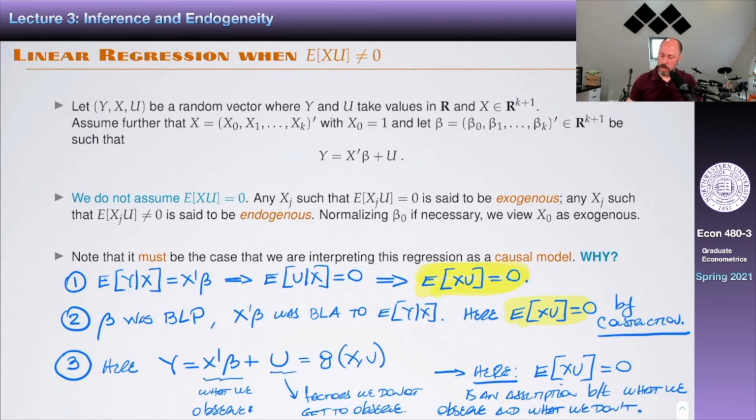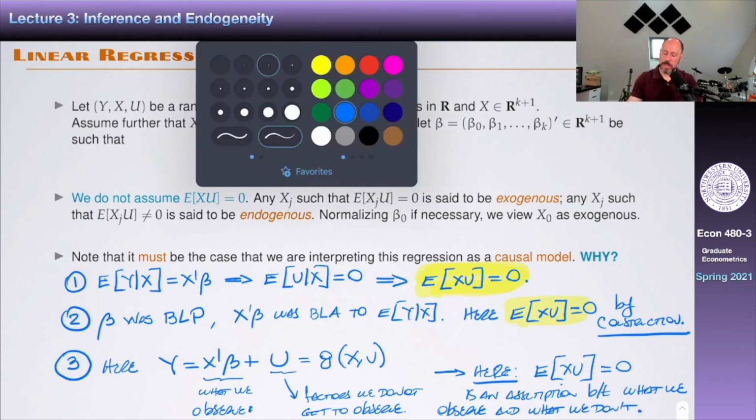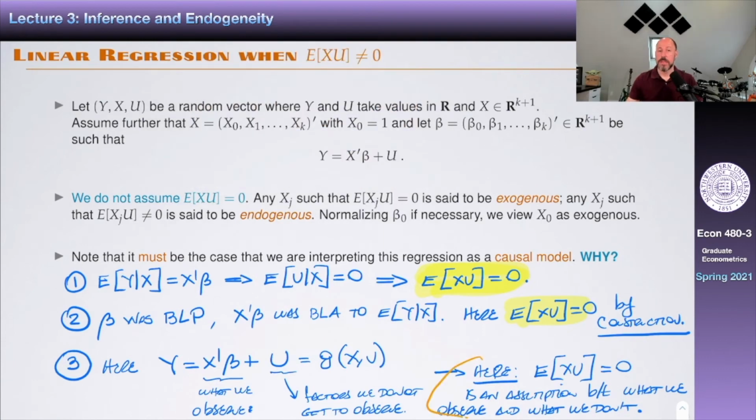So here it makes sense to talk about endogeneity. It could be that the things that we observe are related to the things that we do not observe. And now endogeneity may be an issue, whereas it doesn't have any room for the first two interpretations that we discussed. So hopefully that's clear. If it's not, you let me know. Okay.